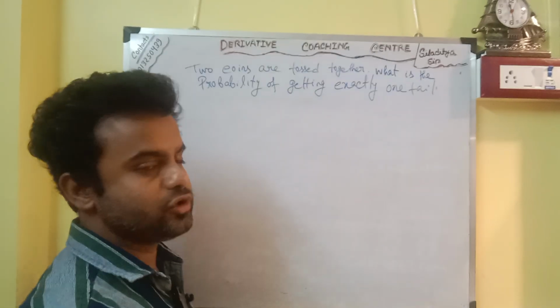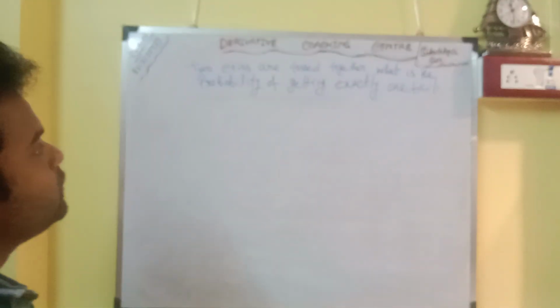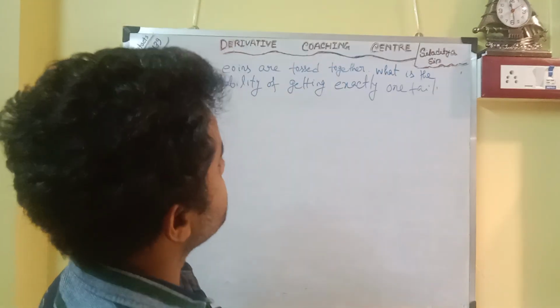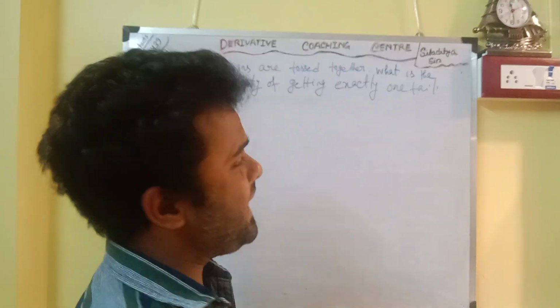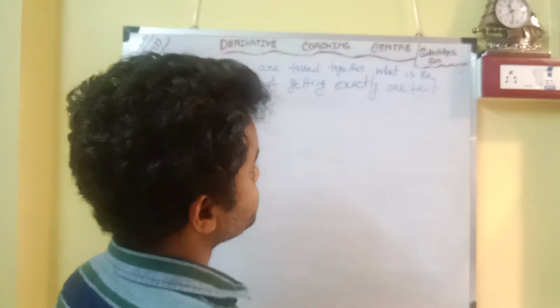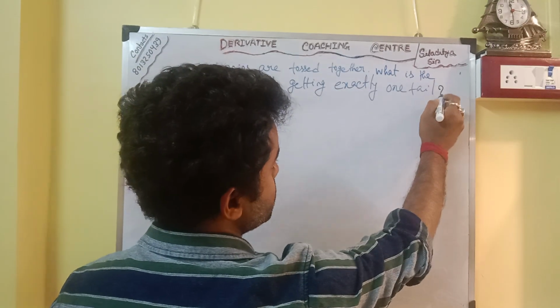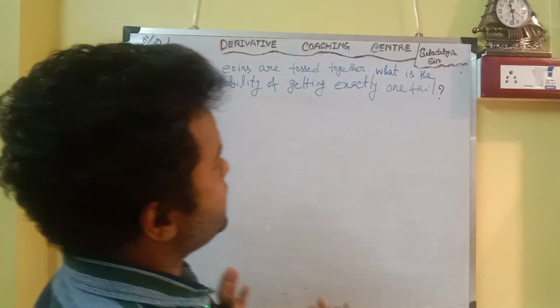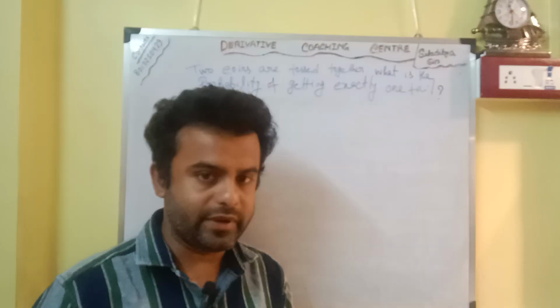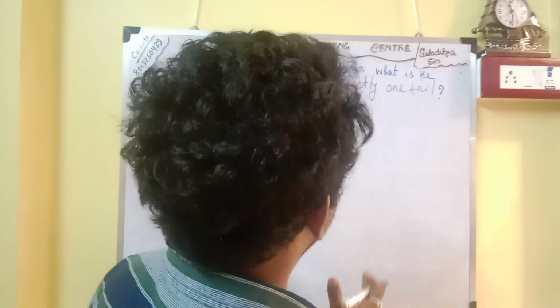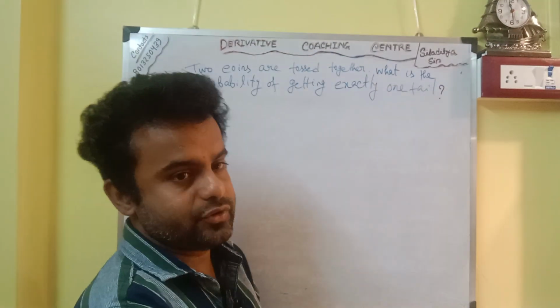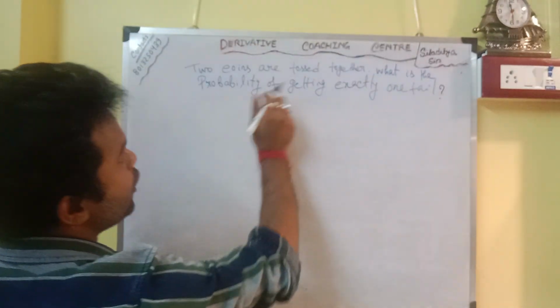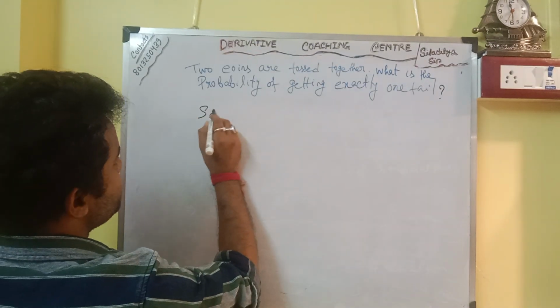Okay, look, the next question is from your chapter probability. Two coins are tossed together, and what is the probability of getting exactly one tail? For this type of question you have to find the sample space. Sample space means what will be the total outcomes if we toss two coins together.